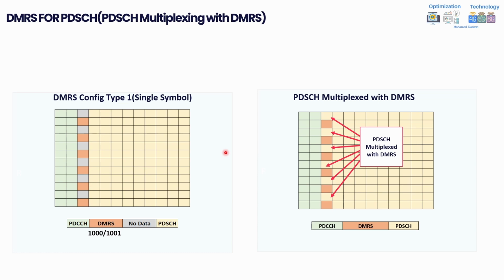And there is one associated drawback as well. In this particular case, whenever we don't have this being used for any data, we can have power boosting for the DMRS. We can use the remaining resource element power to be allocated for the DMRS, so this can improve your cell edge coverage.